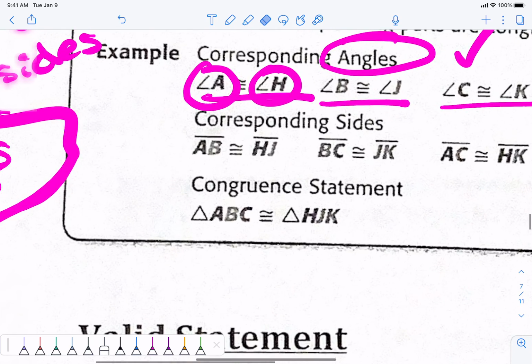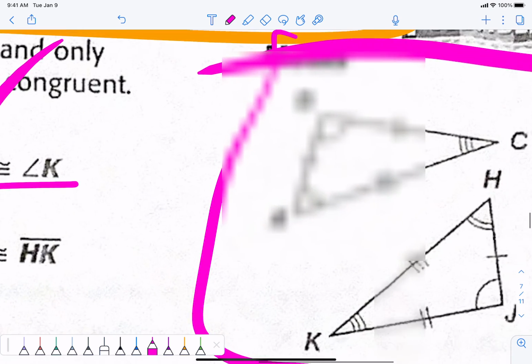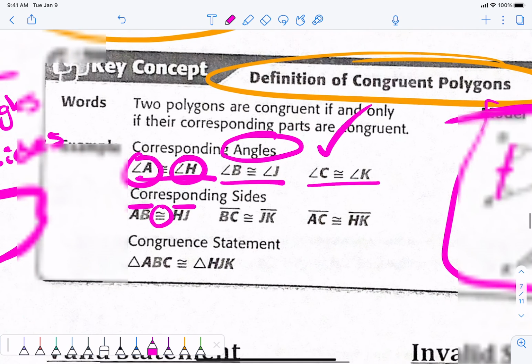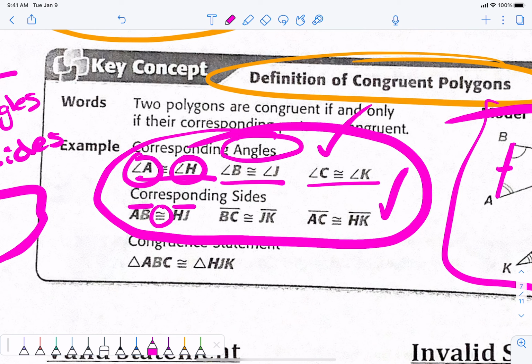Okay, so notice their notation. They have side AB is congruent to side HJ, yeah? How do you know that AB, this side, is the same as HJ, this side? Because this is the same number of tick marks. And they match all of those three up. And as soon as they have all three of those matched up, we check. And we say that these 6 things are all taking place.